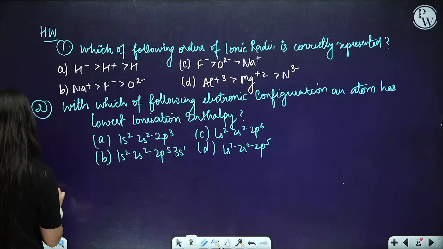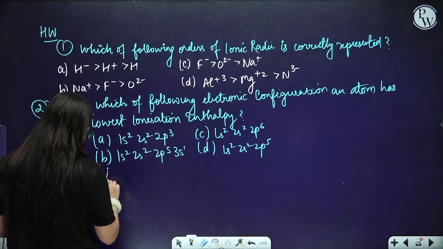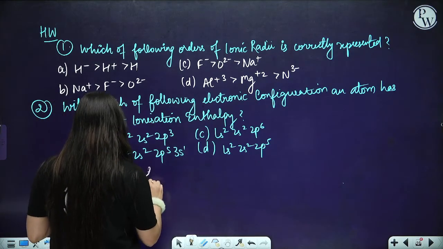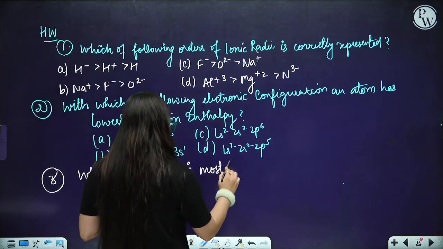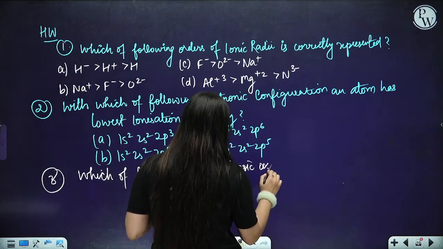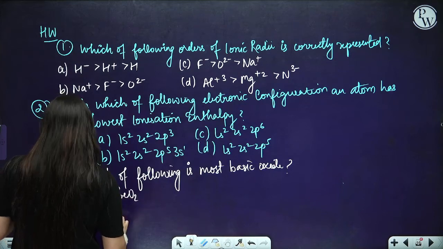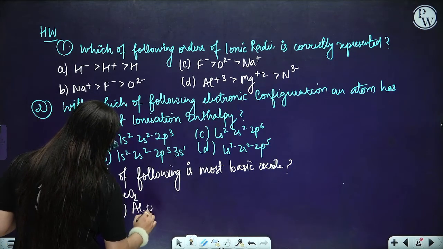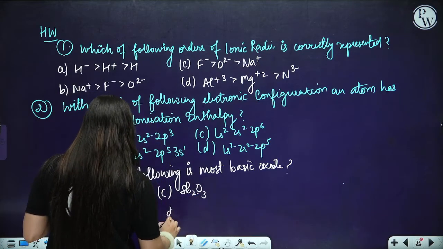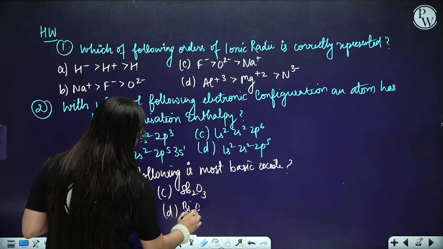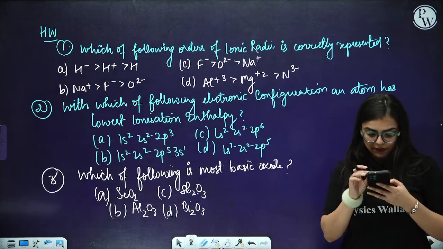Next. Question number third, this is asked in 2006 examination. Which of the following is most basic oxide? A is SeO2, B is Al2O3, C is Sb2O3, while D is Bi2O3. Clear? Clear everyone?